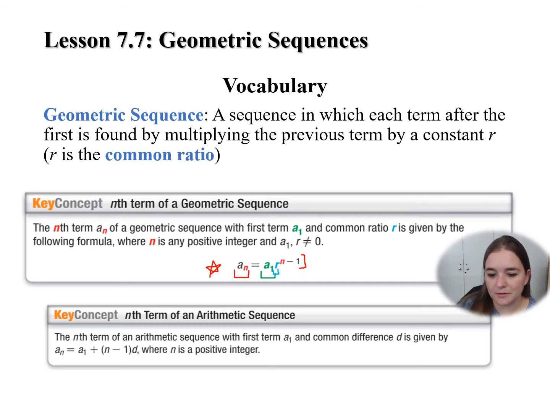And that looks similar to the arithmetic sequences. For arithmetic sequences, any term can be represented by taking the first term in the sequence and adding n minus 1 times the common difference. Instead of a ratio, we had a difference. Very similar structure, just a little bit rearranged to show the different types of sequences.